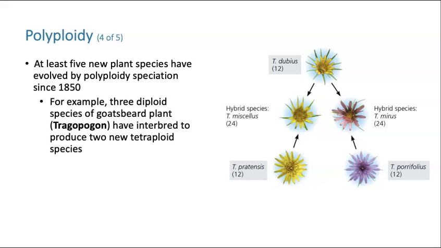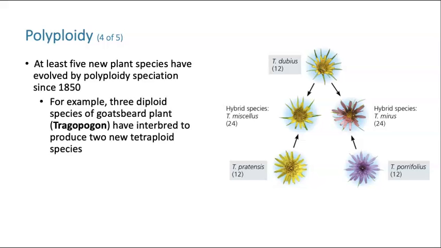So we know of at least 5 new plant species that have evolved by polyploidy in nature since 1850. And the example that we're going to step through is goat's beard, which has the scientific name of Tragopagon. Tragopagon. Say that 3 times fast. So here's what we know. These 3 diploid species have interbred with each other to produce 2 new tetraploid species.